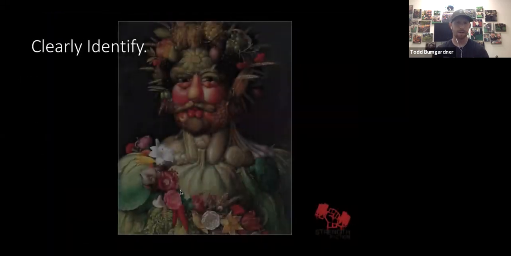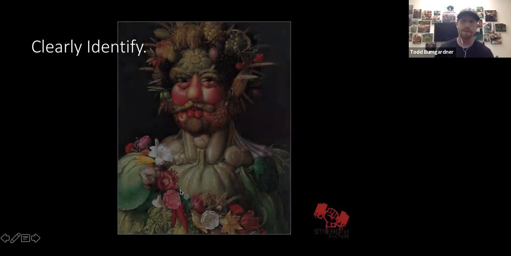So the second thing we're going to do is clearly identify. Now, every time I put this slide up, I always ask everybody, what's the first thing you saw? And then inevitably somebody's like, I saw a flower. But really, if you're being honest with yourself, the first thing you see right in the center of the page is a shape of a face, right?